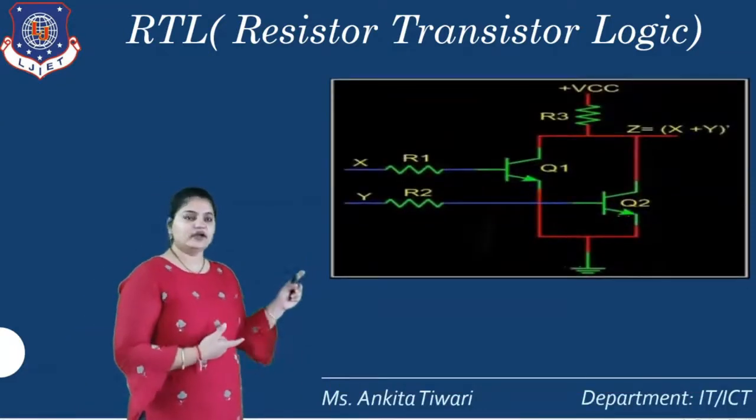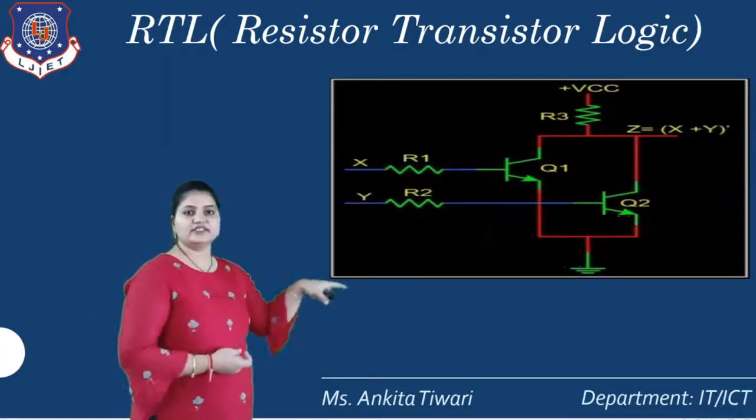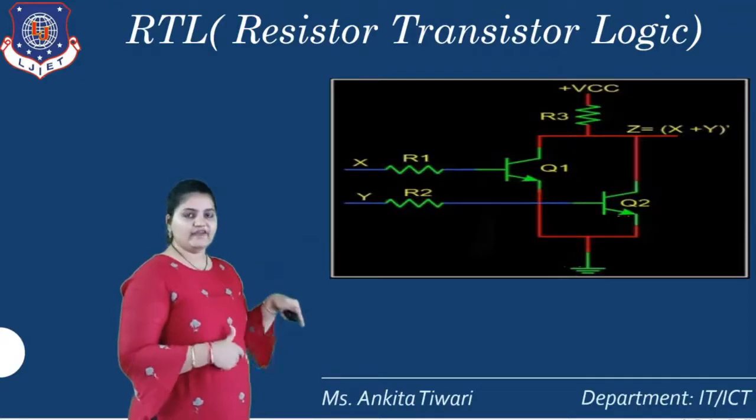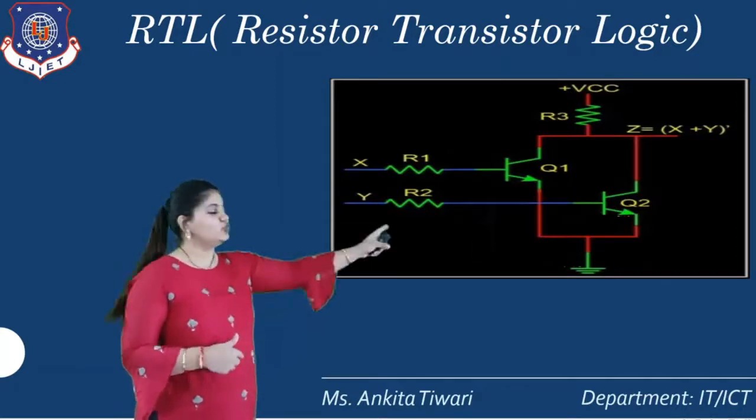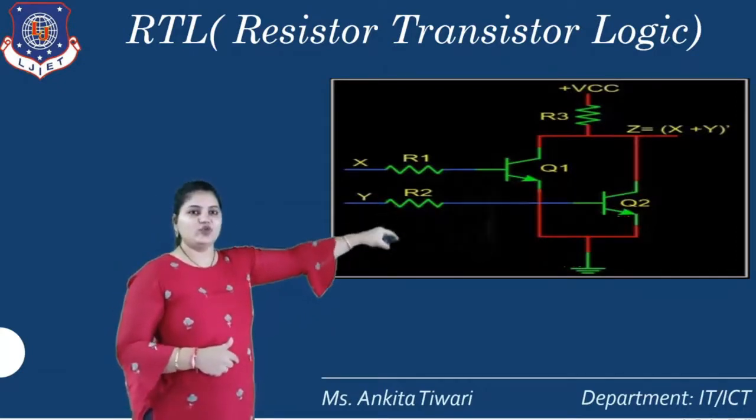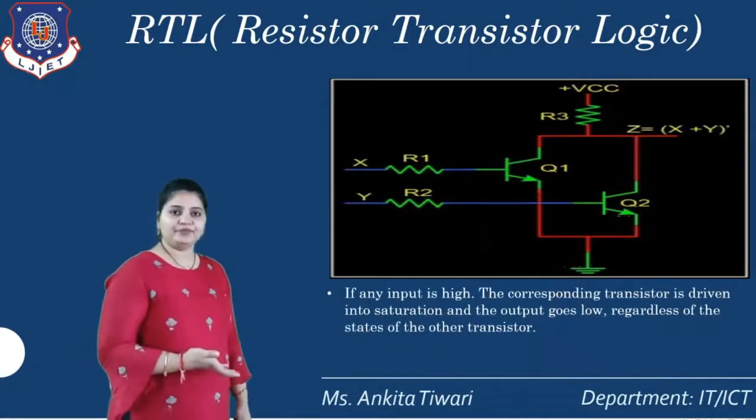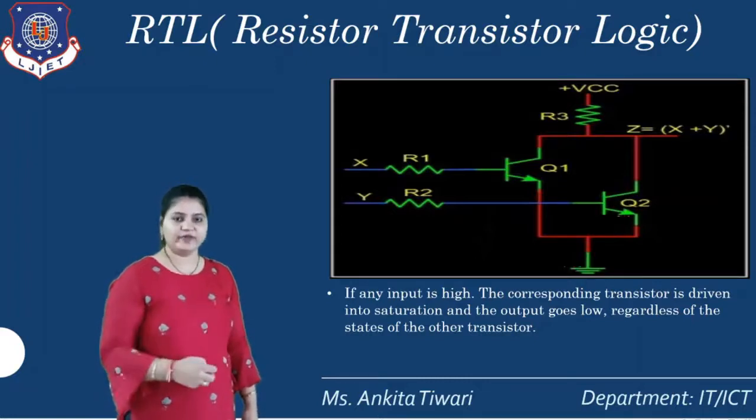Now this is the basic circuit of the RTL. As you can see here, two resistors R1 and R2 are defined because two inputs are taken, X and Y. With respect to R1 and R2, we know that NOR gate is being used. So the output is defined by the two transistors Q1 and Q2. If any of the inputs is high, the output is low, because it uses the NOR concept.